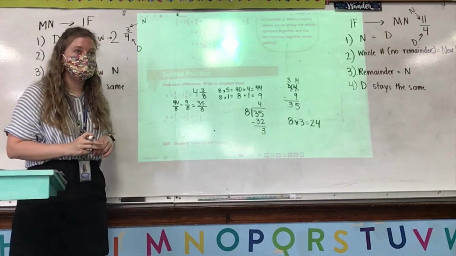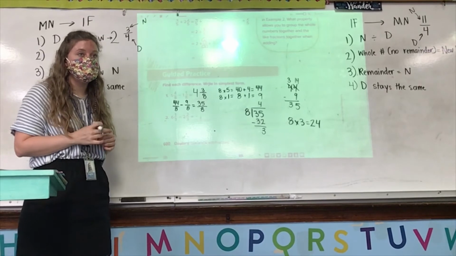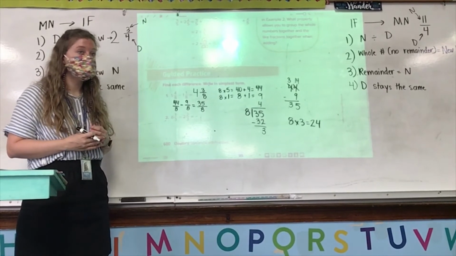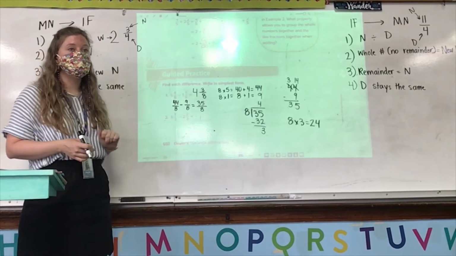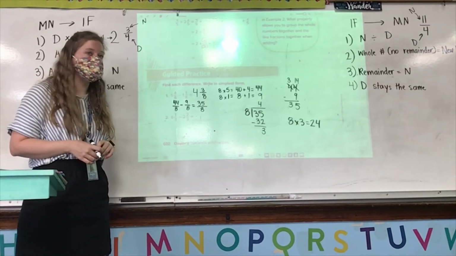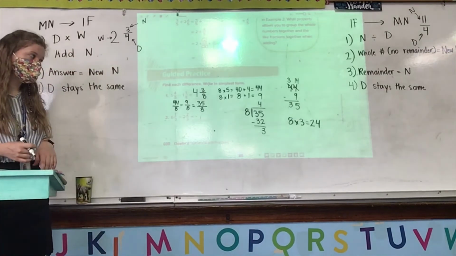Now we need to check for what? Simplest form. Is it in simplest form, or do we need to put it in simplest form? It's in simplest form. 3 is prime. It is not a factor of 8. So, Aaron, 5 and 4/8 minus 1 and 1/8 is 4 and 3/8.